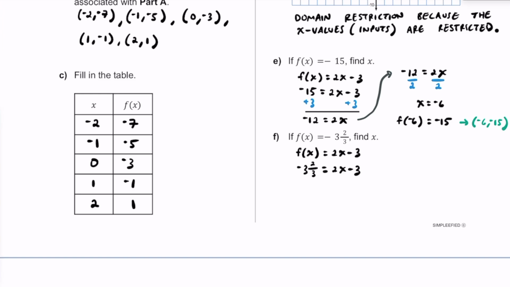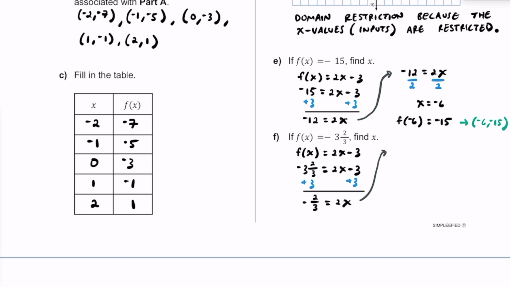Let's go ahead and just solve this two-step equation just like we did in the last one. We just have to remember how to work with fractions a little bit. So let's add 3 to both sides here. On the left side, we're going to have negative 2/3. If we go ahead and add those fractions, that's equal to 2x. And then let's see here.